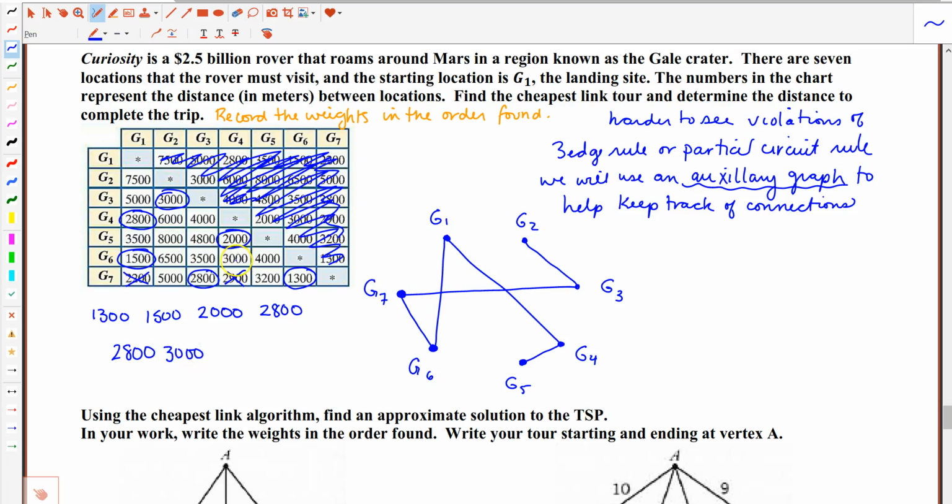Now the other 3000 connects G6 to G4. So notice if you were to try to connect G6 to G4, that one is going to be a problem out of G6. So this one we would not have accepted no matter what.